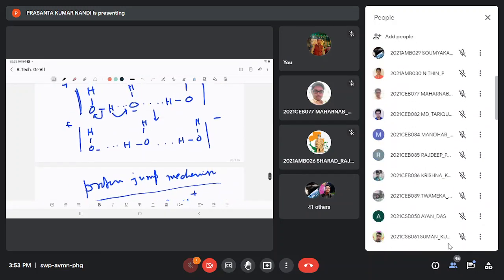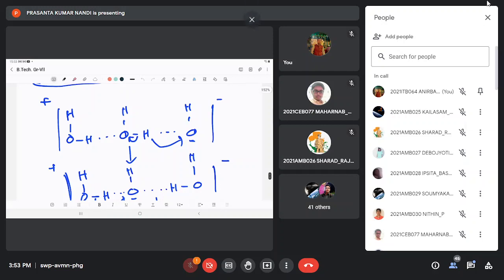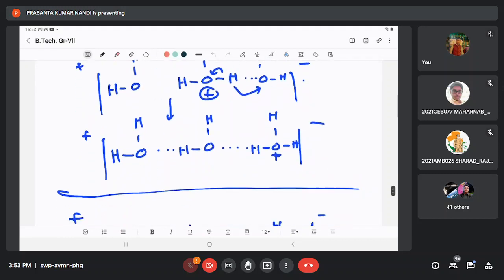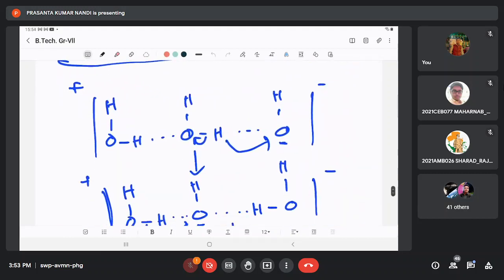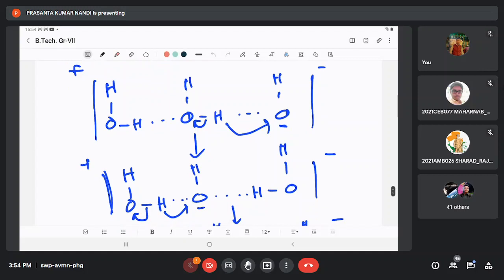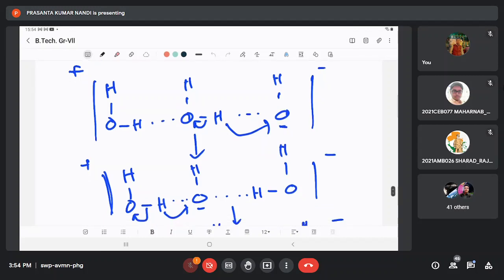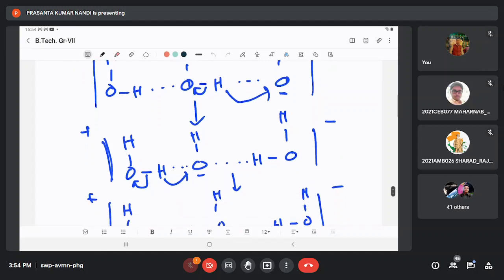Proton jump mechanism. And how does the hydroxide ion move? That is shown here. This is the first step for the proton. And in the second case, how does hydroxide propagate or move across the solution? This is given here. You just follow. How it moves. Because this ion will move from cathode to anode electrode, and that is shown here.